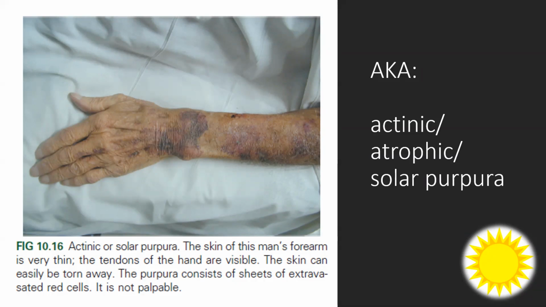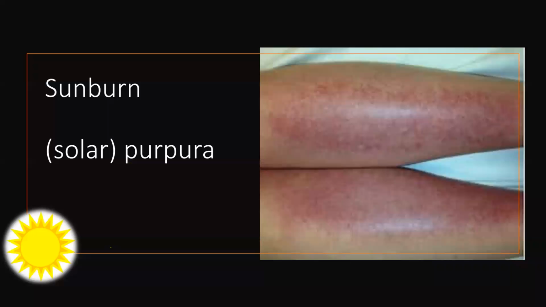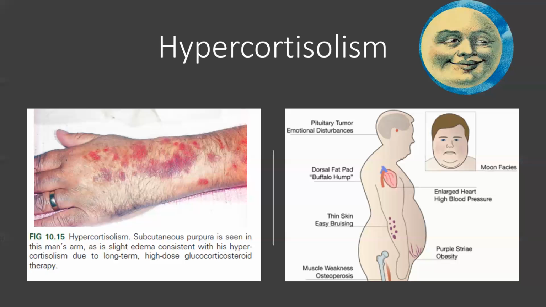But solar purpura is as common. There's recurrent or cumulative sun exposure, and this leads to degeneration of collagen. The skin becomes quite atrophic, and ecchymosis is easy because of the brittle vessels. This is just a severe form of acute sunburn causing solar purpura.